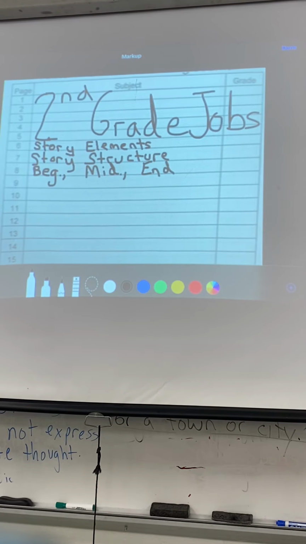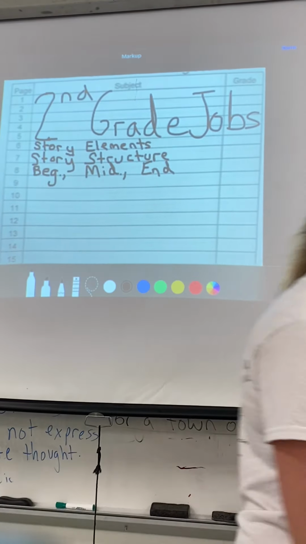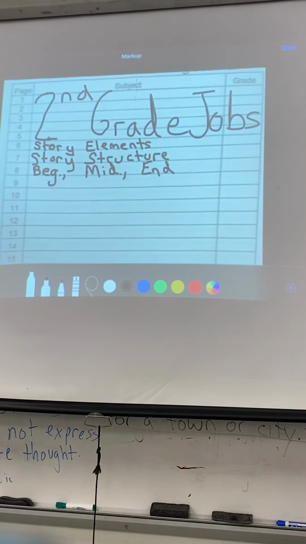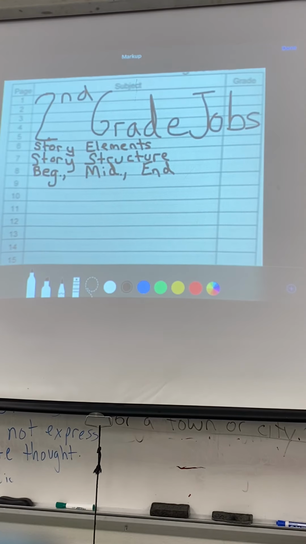If you'd like to number your pages as we do this, you certainly can. I probably am going to, because that will make my life easier. We have to put 1, 2, 3.